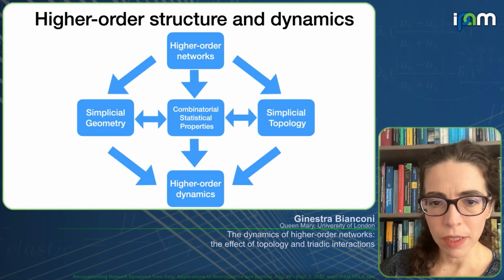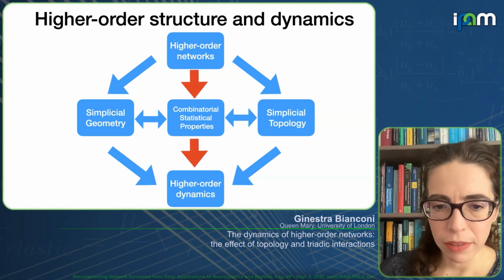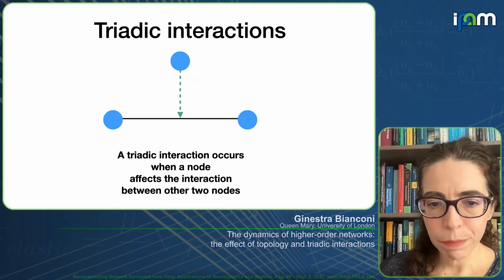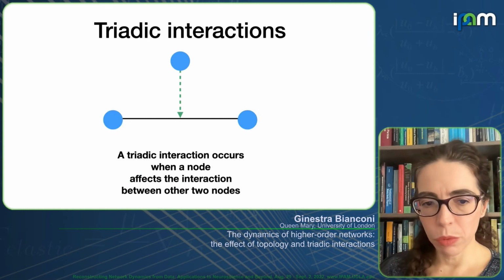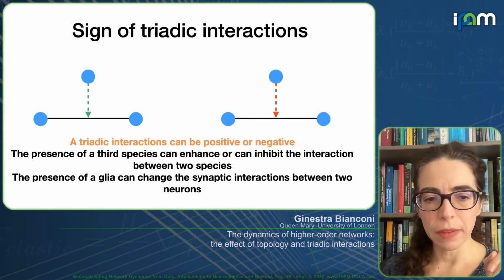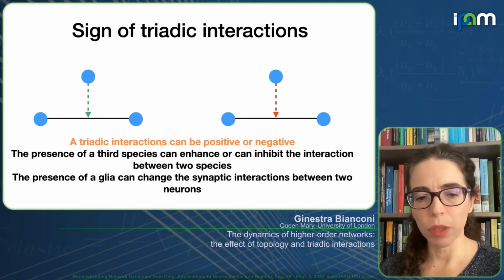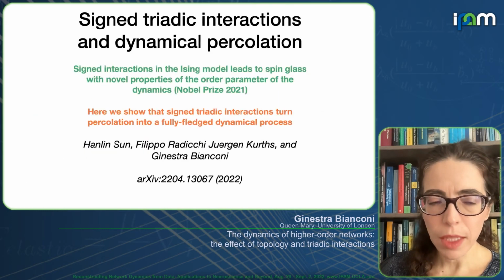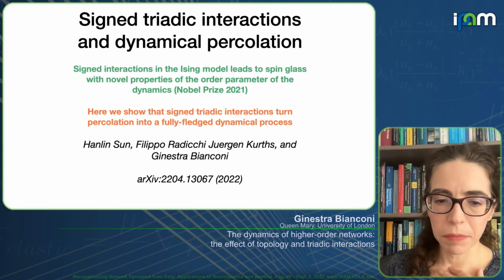There is very exciting work in this direction on how combinatorial and statistical properties affect higher-order dynamics. So here you have one node affecting the interaction between two other nodes. And this interaction can be positive or negative. For instance, you can have a species that enhances or inhibits the interaction between two species, or you can have a glia that changes the synaptic interaction between two neurons. And we show that percolation can become a fully dynamical process.